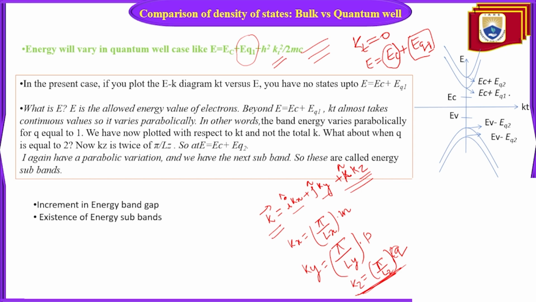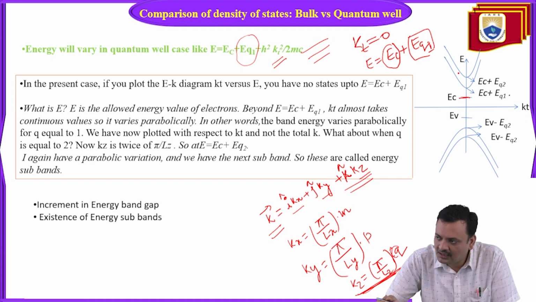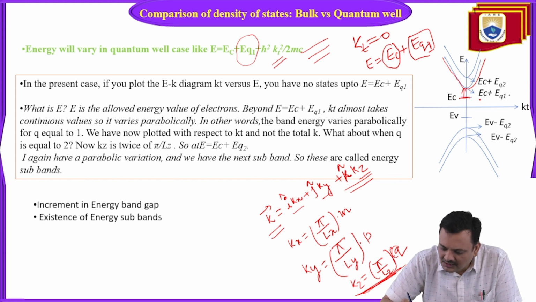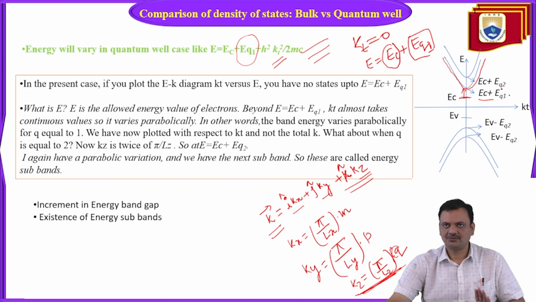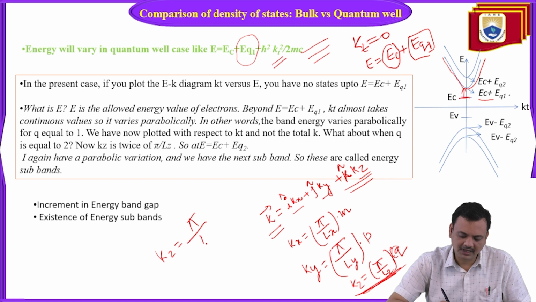And similarly, suppose this is the EC, but for the quantum well case your bands start from here, at some value greater than EC, and how much is this value? EC plus EQ1, the first thing. Now you know that kz also has discrete values. The first value is pi upon Lz multiplied by 1. The next value will be pi upon Lz multiplied by 2.